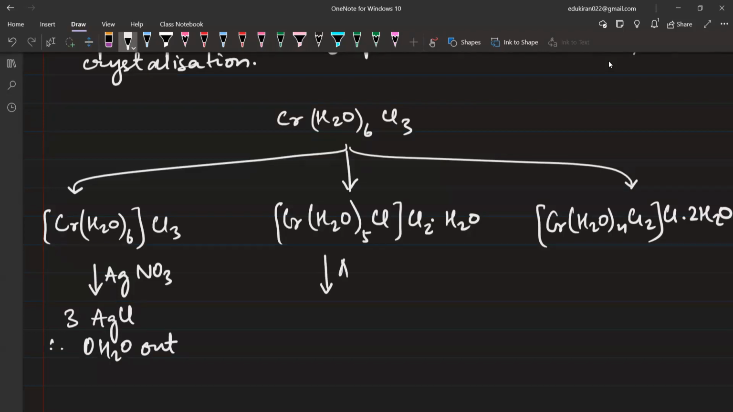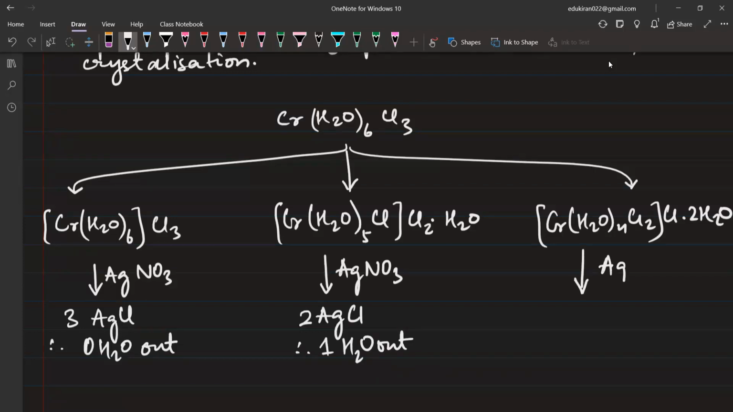Now in this case, if you add AgNO3, here we have 2 chloride ions as counter ion. So you will get 2 moles of AgCl. Therefore we say 1 H2O is out. In this case, if I react this with AgNO3, we will get 1 mole of AgCl, meaning 2 water molecules are out. Okay, please write this down.